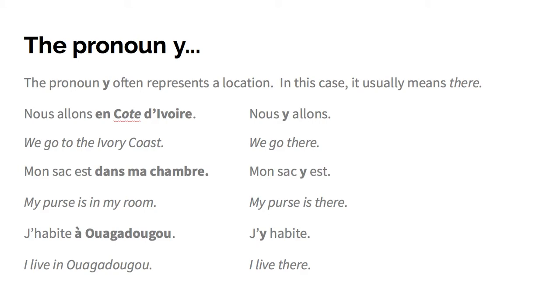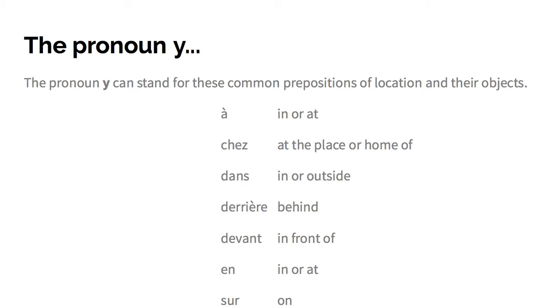So, nous allons en Côte d'Ivoire. I could change that to nous y allons, like we are going there. Mon sac est dans ma chambre. Mon sac y est. My purse is there. J'habite à Ouagadougou. J'y habite. I live there. You've probably seen this Y before, especially in the phrase il y a, like there is. You've seen that since French 1. So, this is just another pronoun for you to learn to identify.